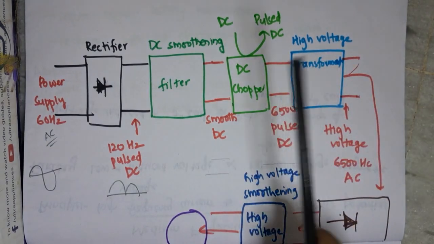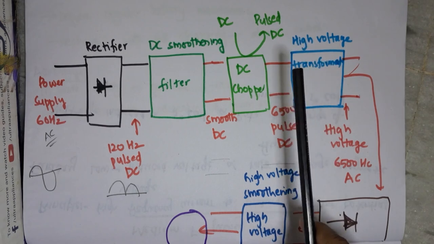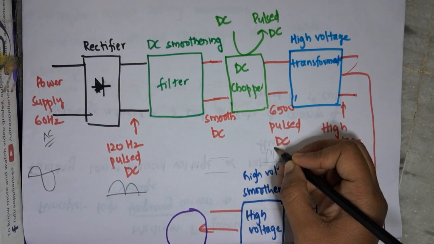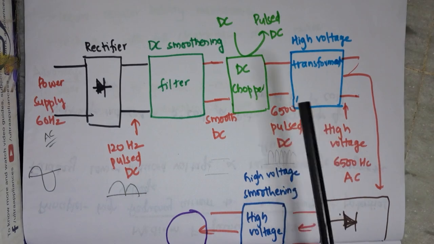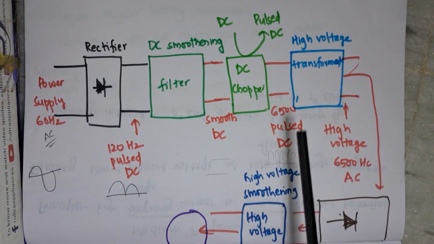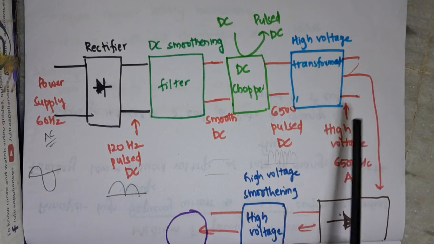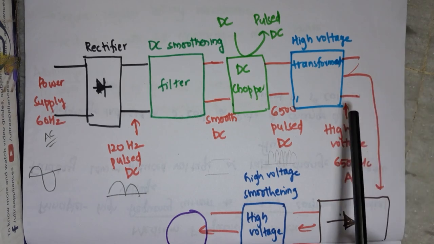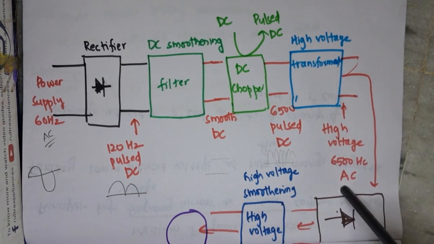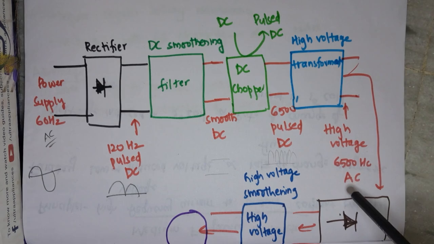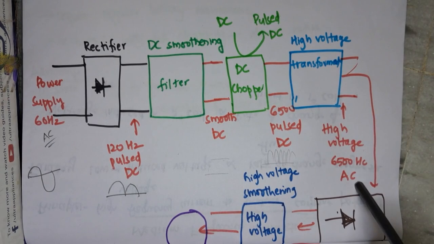Now this chopper will convert the smoothened 120 pulse to pulsed DC. It has produced pulsed DC of around 6500 pulses. Now this 6500 pulsed DC is applied to the primary of a step up transformer or high voltage transformer. From here, the output of this high voltage step up transformer will be 6500 hertz high voltage alternating current, because it is pulsed, so now it produces alternating current.